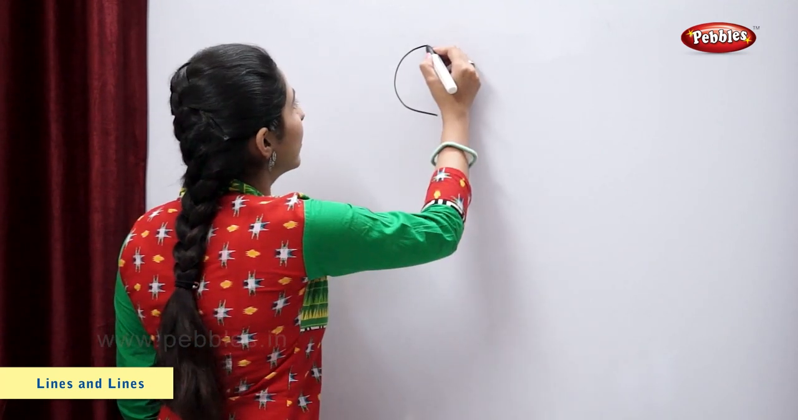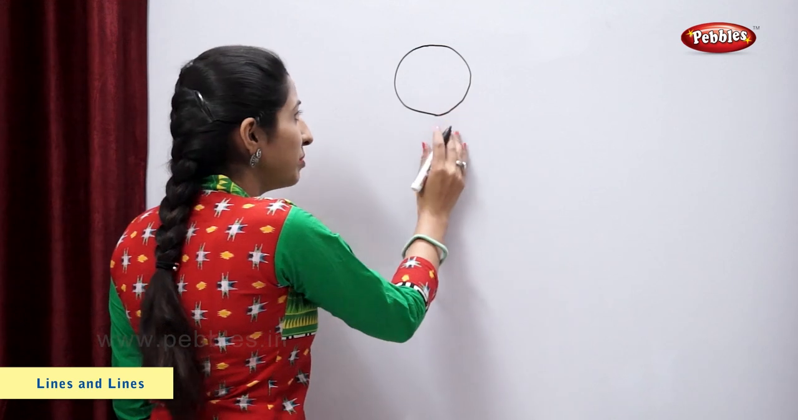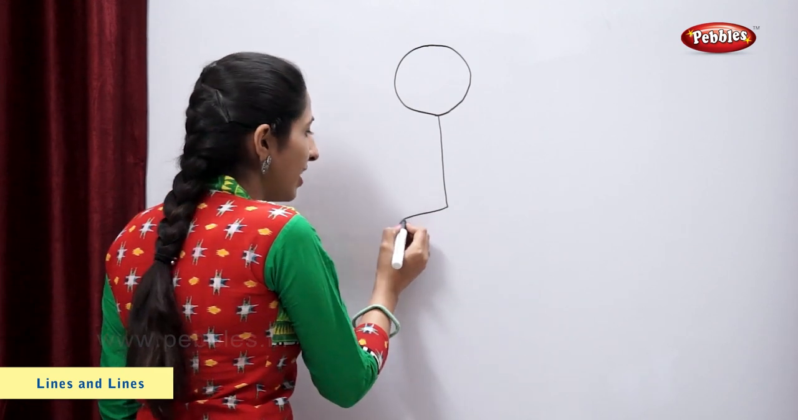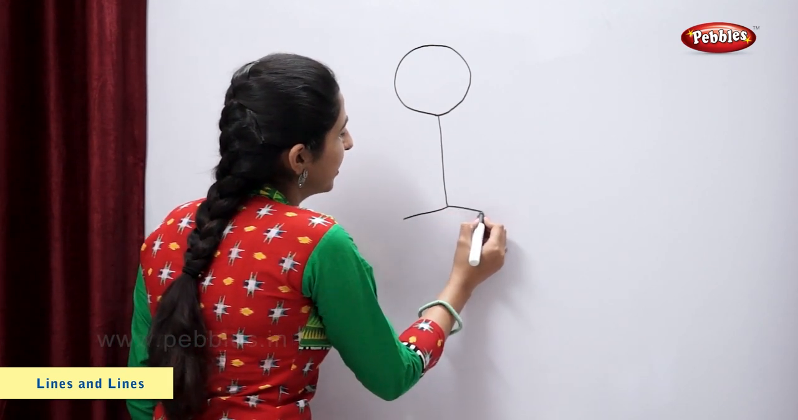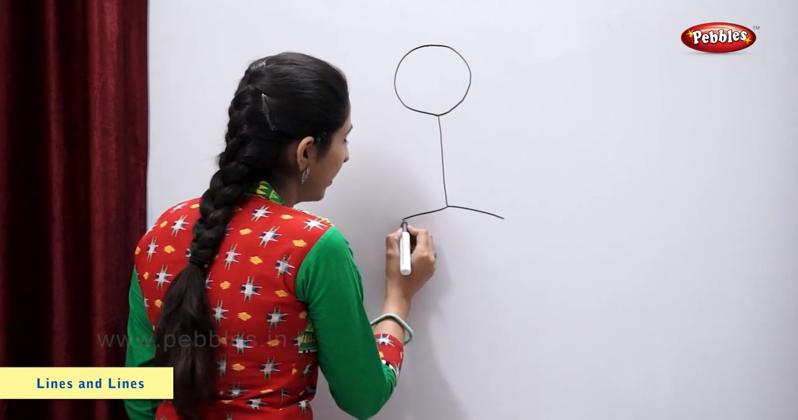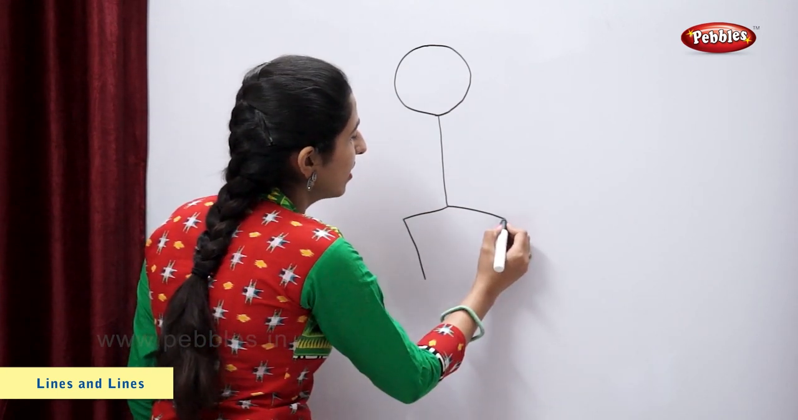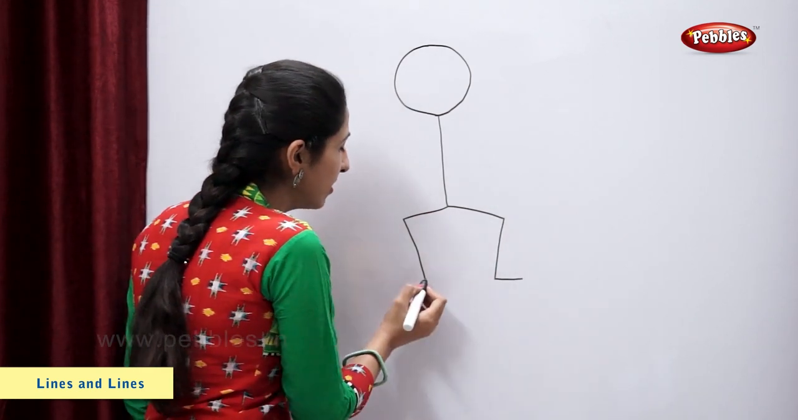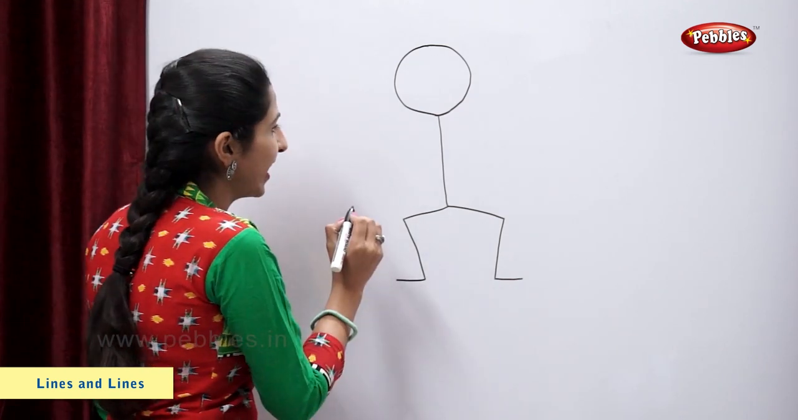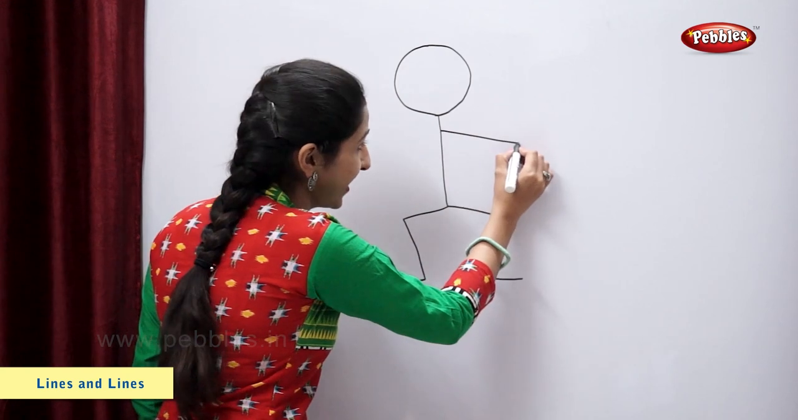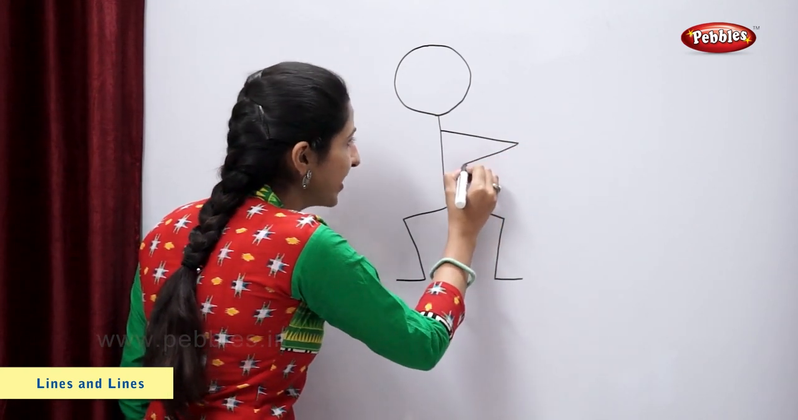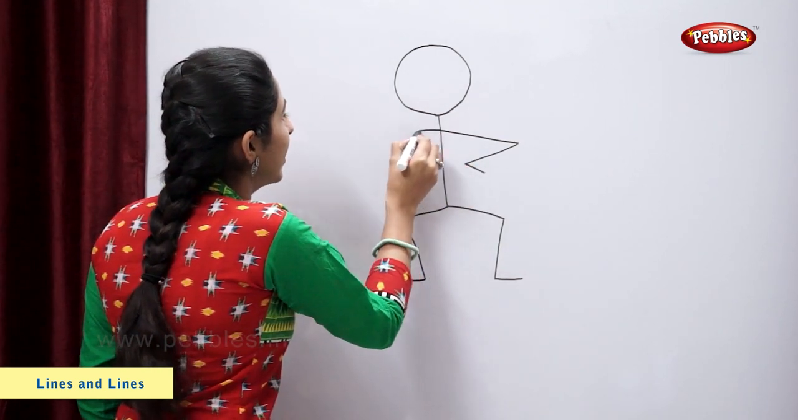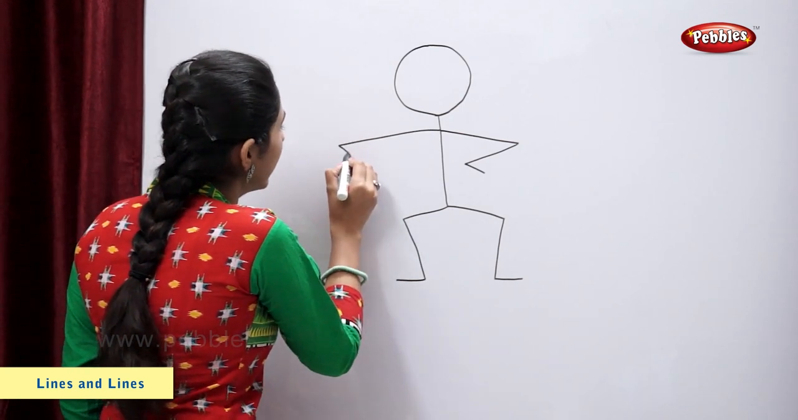A curve, one more curve, standing line, a slanting line, another slanting line, one more slanting line, a small sleeping line, one more sleeping line, a slanting line, another slanting line, and a small slanting line, a slanting line, another slanting line.